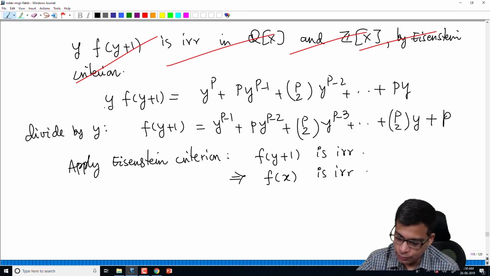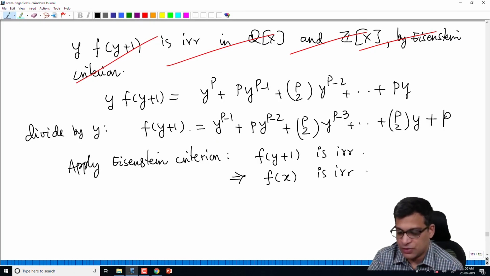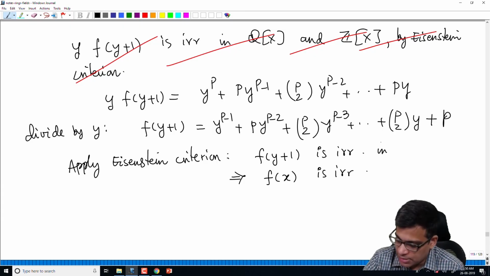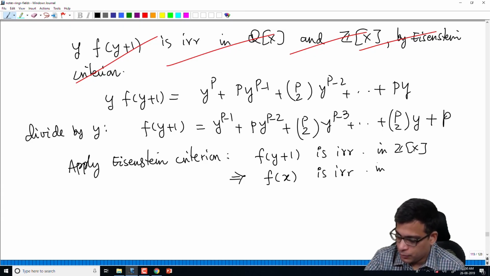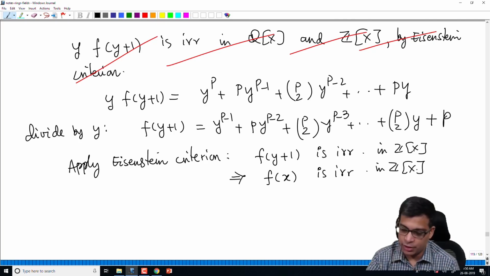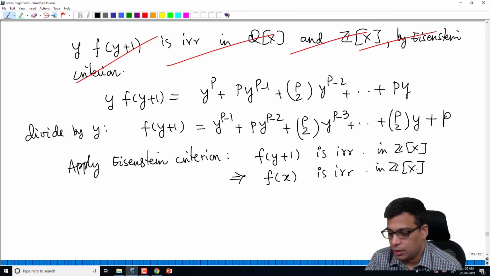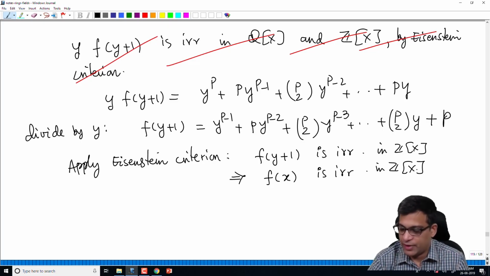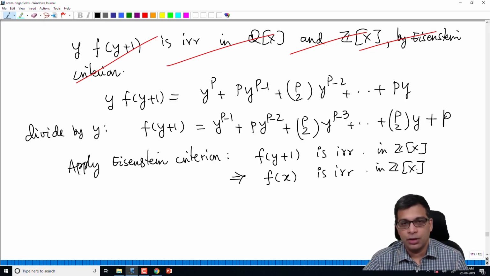Remember, f(y+1) is irreducible again in Z[x], I can say. In Q[x] or Z[x], it's irrelevant here. This is because p divides all the coefficients here other than the first coefficient, which is 1, and p squared does not divide the constant coefficient. So Eisenstein criterion applies to conclude this is irreducible in Q[x], but this is also primitive, so this is irreducible in Z[x]. So f(y+1) is irreducible in Z[x], so f(x) is irreducible in Z[x] because y plus 1 is equal to x.